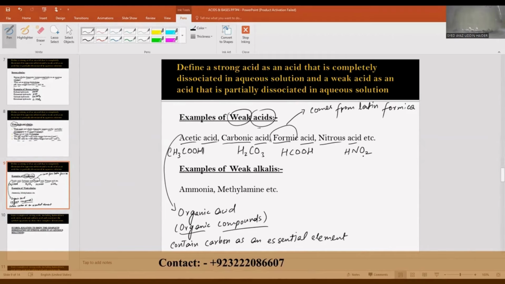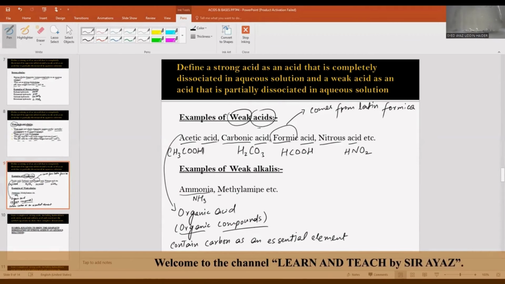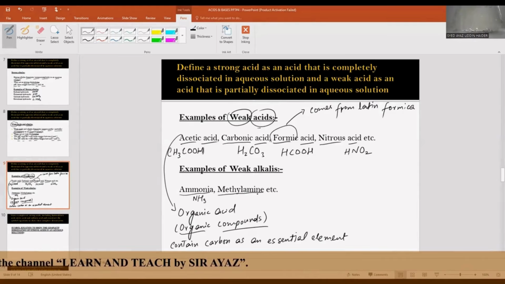Some examples of weak alkalis. Ammonia. The formula for ammonia is NH3. Remember, ammonia acts as alkali in water because in water it will produce OH- or hydroxide ion, which is very important to show the alkalinity of alkalis. Methylamine. The formula will be CH3NH2.